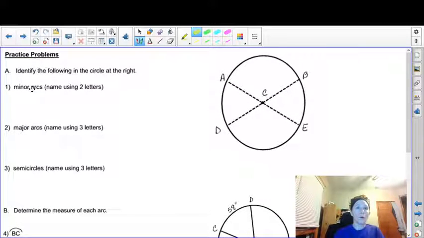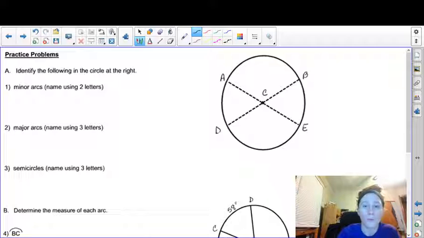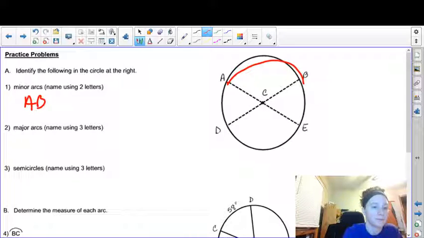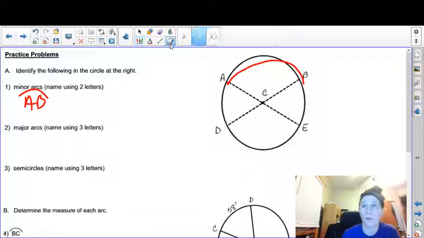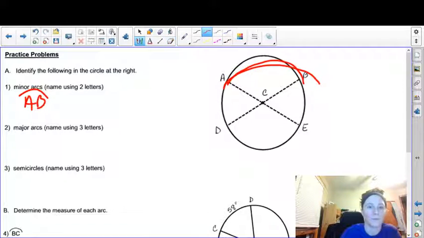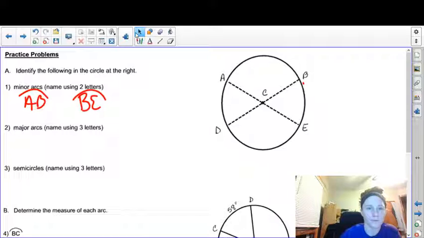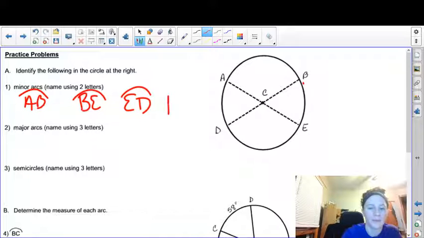So, minor arcs. Minor arcs are, again, smaller than 180 and use only 2 letters. So one example could be from A to B. So we're going to say AB. And I'm going to delete that. So we're going to have lots and lots of colors. AB, we could have BE. We could have ED. And we could have DA.